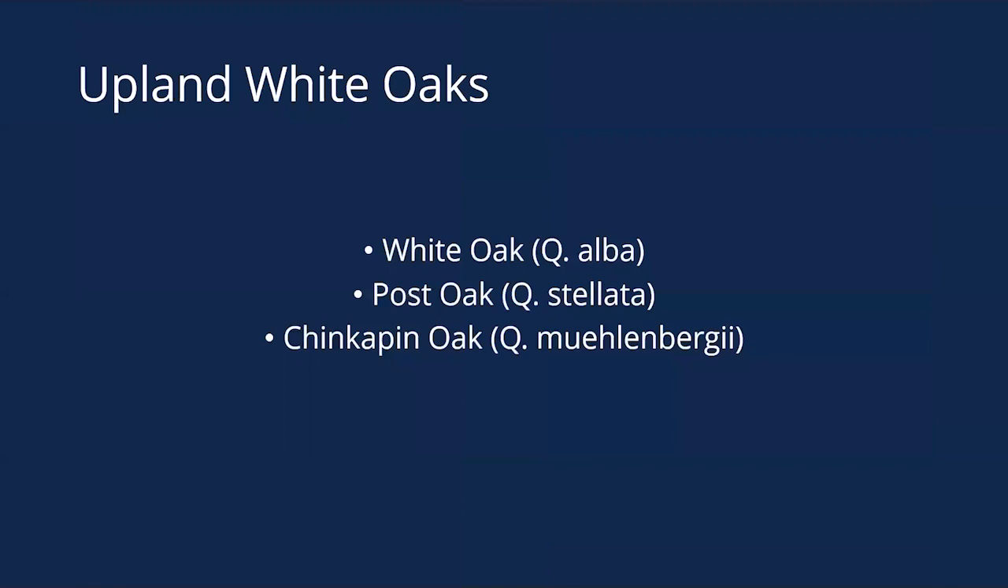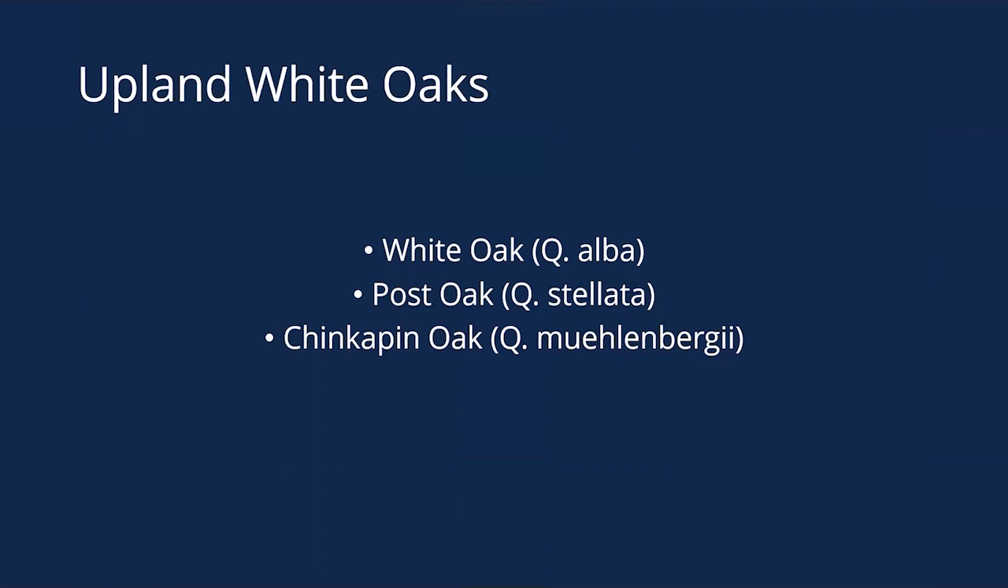So I'm going to start with just 3 species. These are 3 that are hard to tell apart sometimes, especially in the winter. People mistake them for each other. They often grow together in the same forest. But white oaks, true white oaks, post oaks, and Chinkapin oaks, all 3, I've lumped as our upland white oaks. Again, these are 3 that have similar bark, similar characteristics overall.